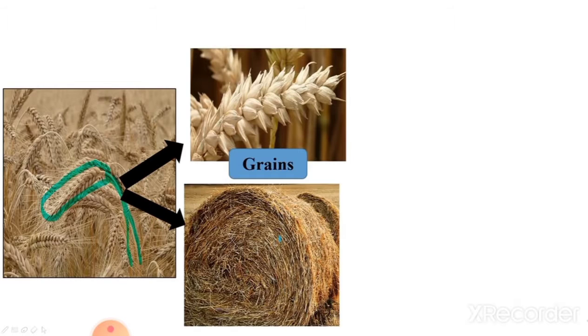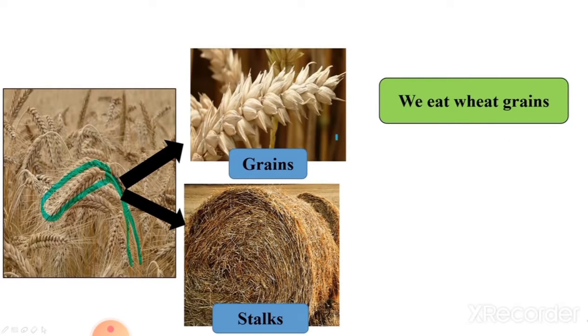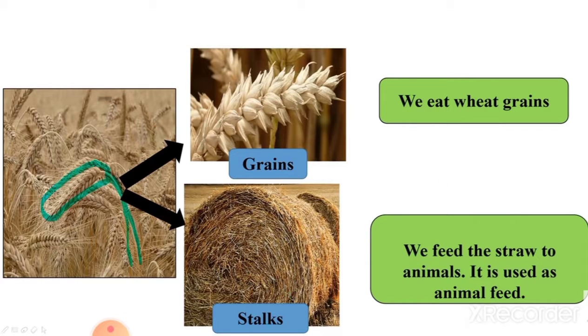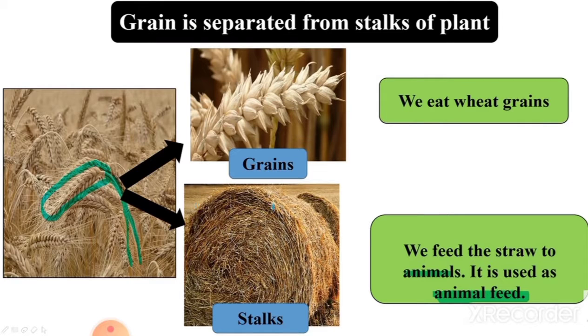Okay, so after harvesting the wheat plant, what we do is we separate these grains from the straw or the stalks, right? And why are we doing this? Because we eat these grains. We eat these wheat grains. By grinding them, we get our wheat flour, okay? And these stalks or this straw, we feed these stalks to animals. It is used as animal feed. Okay, so this was one more example of separation, where we have separated the grains from the stalks of the plant, right? You understood this, right? Okay, now let's take one more example.